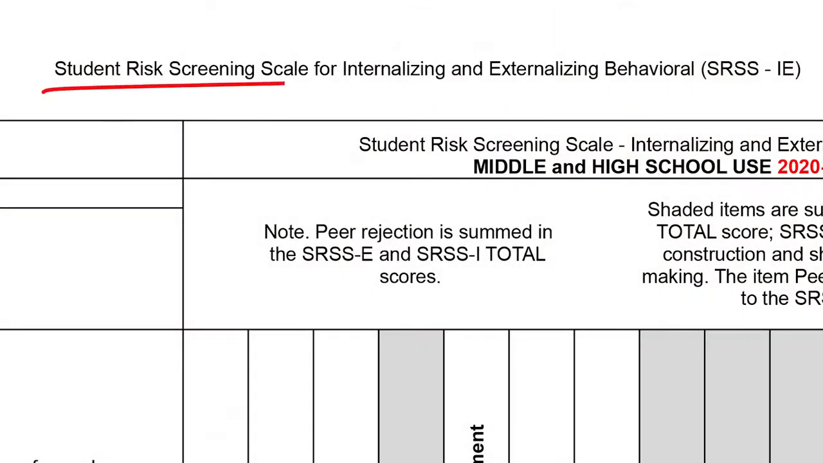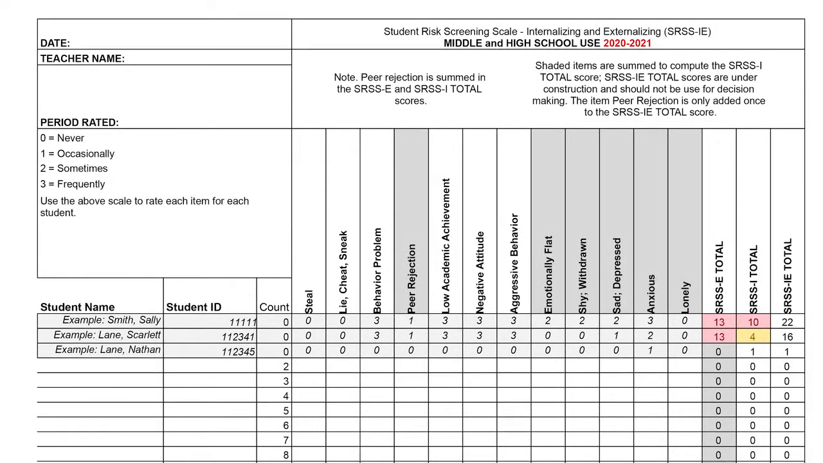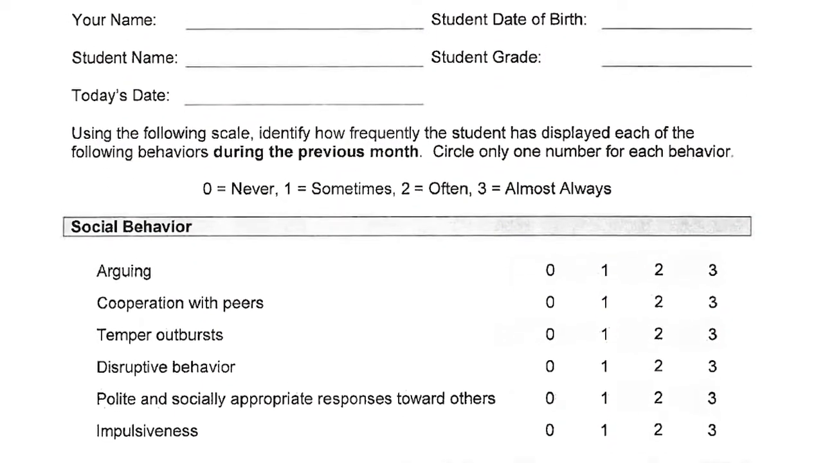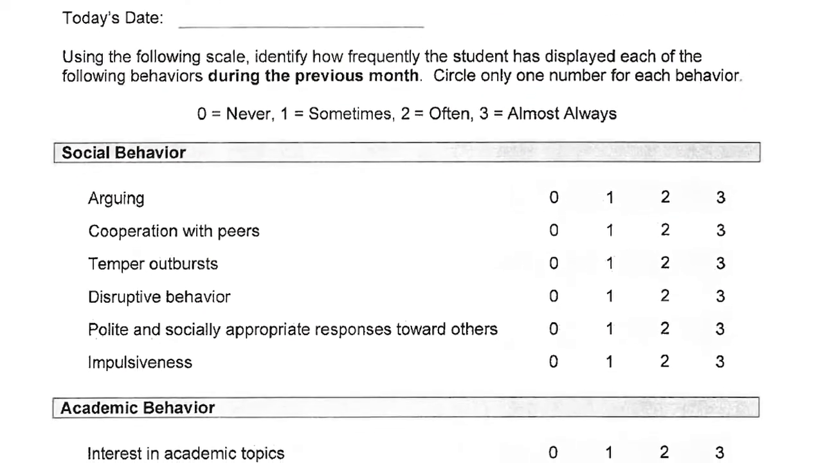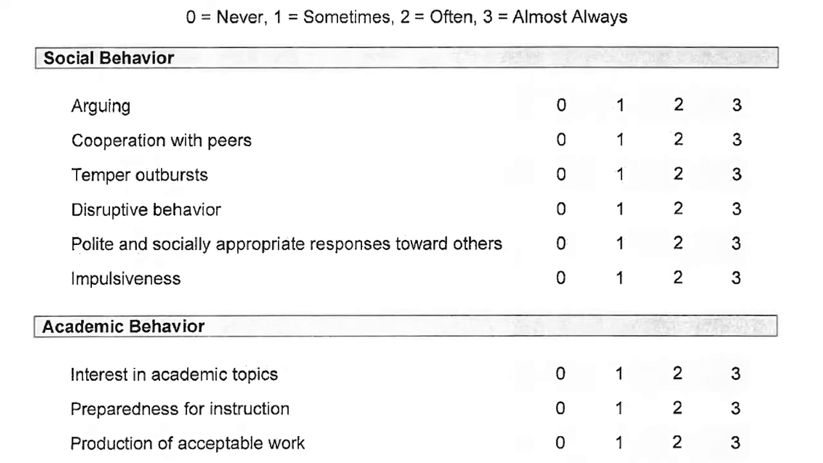In JCPS, behavior screening is done using the Student Risk Screening Scale, or SRSS screener. At the secondary level, the SRSS is completed by all teachers for each student in a designated period. For example, all teachers will complete the screener for their second period class. Student behaviors are rated for frequency on a 4-point scale across 12 behavioral descriptors, including externalizing behaviors such as peer rejection and internalizing behaviors like nervous or fearful.